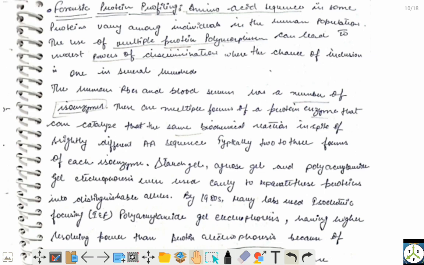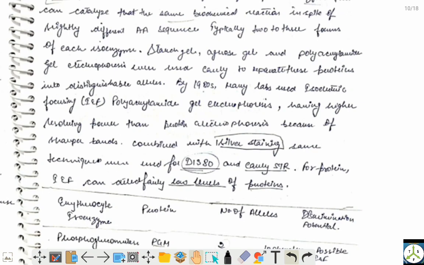The techniques which we used for the separation are starch gel electrophoresis, agarose gel electrophoresis, and polyacrylamide gel electrophoresis, used early on to separate these proteins into distinguishable alleles. Okay, so by 1980 many labs used isoelectric focusing technique. The combination of isoelectric focusing, polyacrylamide gel electrophoresis, and silver staining technique, okay, silver staining, which we also use in further techniques like STR.